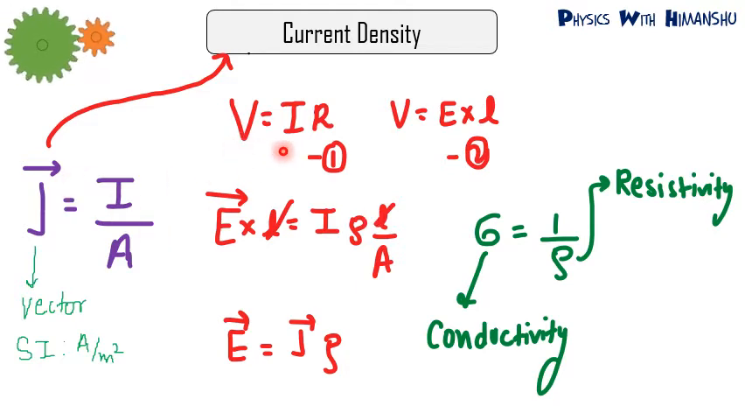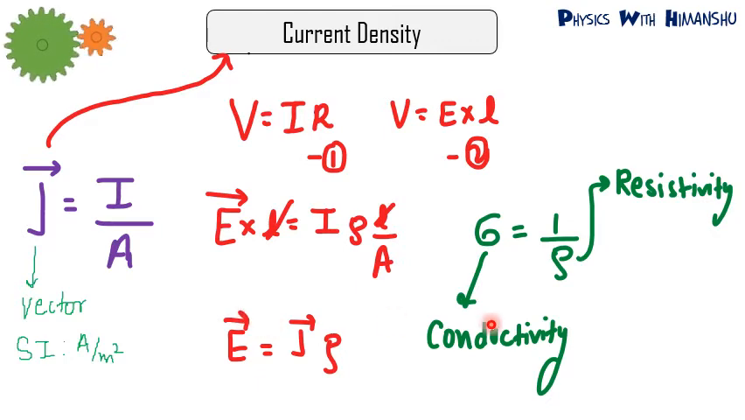Now we know that V is equal to IR by Ohm's law, V equal to E into L. These two formulas we already derived. Since the left hand sides are equal, the right hand sides will also be equal. So E into L will be equal to I into rho L by A, the formula for resistance. So L and L will get cancelled out and I by A is current density. So electric field is equal to current density into resistivity. This is a very important relation between electric field and current density. And remember that electric field and current density are parallel to each other, so both of them will be in the same direction.